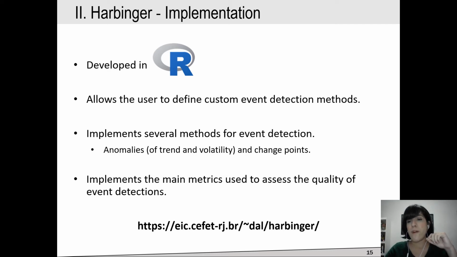Moreover, Harbinger provides the implementation of several methods for detecting events that are currently available in literature. And among them, there are methods for detecting anomalies of trends, anomalies of volatility, and change points. Also, in order to facilitate the evaluation process, Harbinger includes the implementation of the main metrics that are used to assess the quality of event detection. More details about Harbinger are available on its dedicated page that you can see here, where you can find the actual code of Harbinger and how to use the framework.